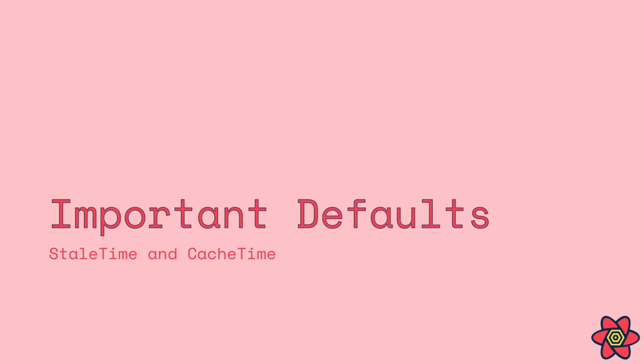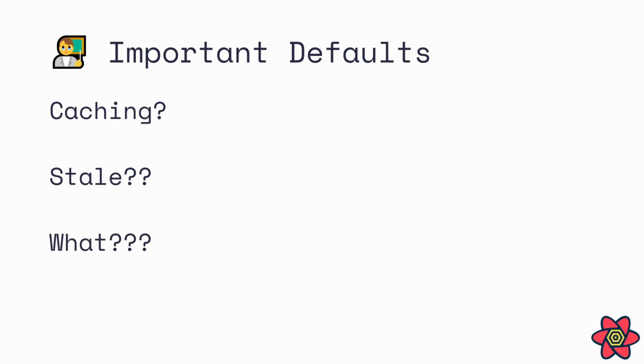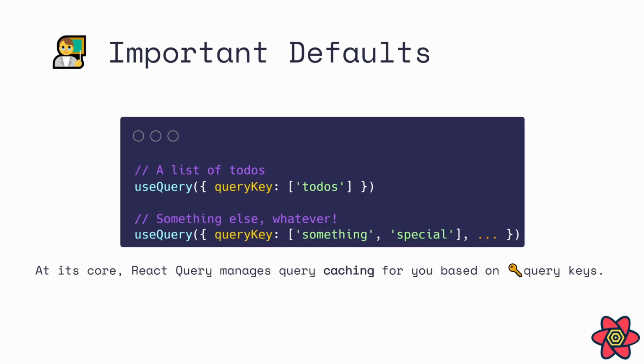So now that we covered the key concepts, I want to go through some more terminology in detail. Up to now, I've been using the terms caching and stale quite a bit, and you might be confused about what this all means. Let's clarify these terms. First, I want to remind you of something we touched upon earlier. React Query manages caching for you based on query keys. This is used to uniquely identify data.